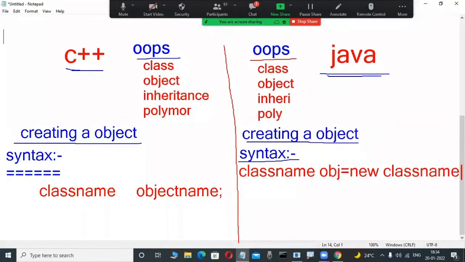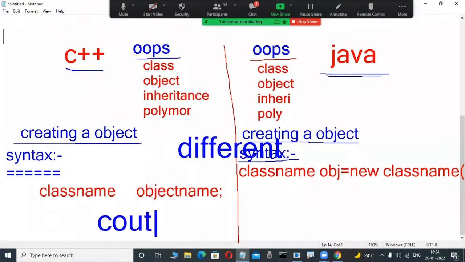Is there some other syntax or not? Observe here. So these two languages are syntactically different or the same? Different, syntactically different. Conceptually, OOPS concepts are the same, but syntactically different, and functions are also totally different. Suppose in C++ I want to display output, cout is a function, streaming output. And in Java, what is the function?